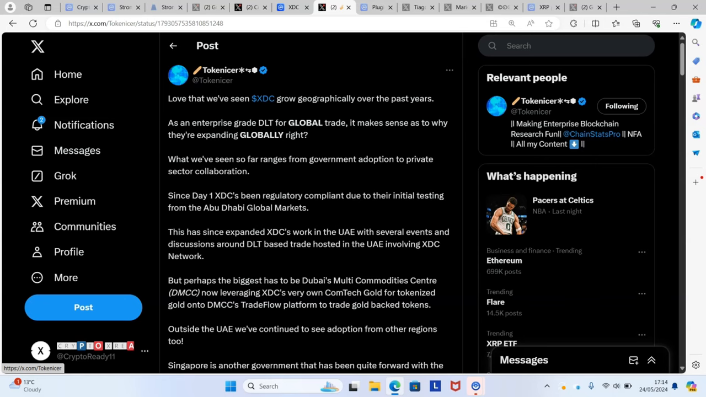This has since expanded XDC's work in the UAE with several events and discussions around DLT-based trade hosted in the UAE involving XDC Network. Perhaps the biggest has to be Dubai's Multi-Commodities Center, DMCC, now leveraging XDC's very own Comtech Gold for tokenized gold onto DMCC's TradeFlow platform to trade gold-backed tokens.